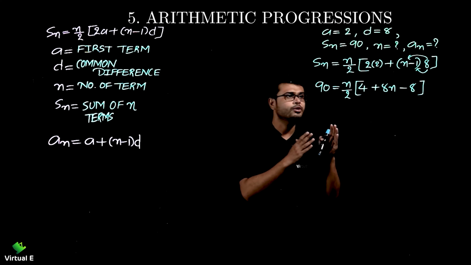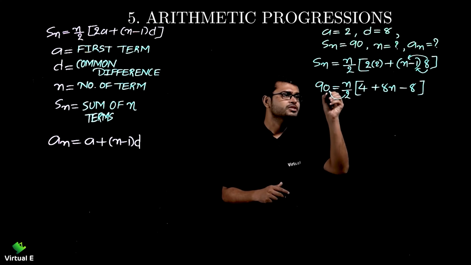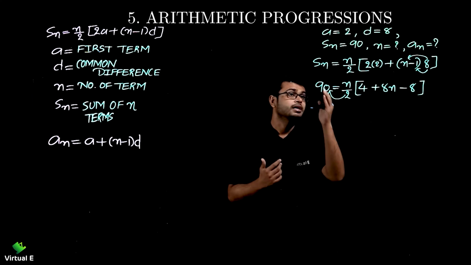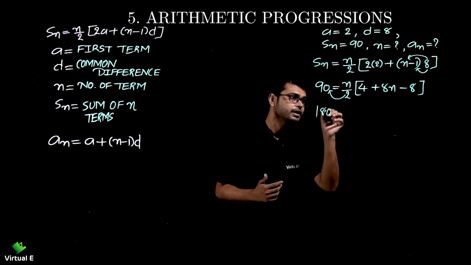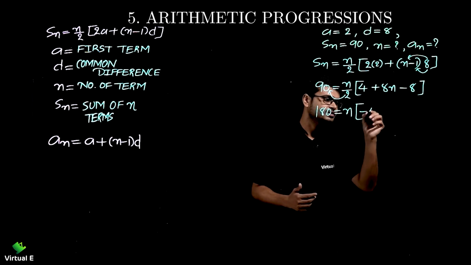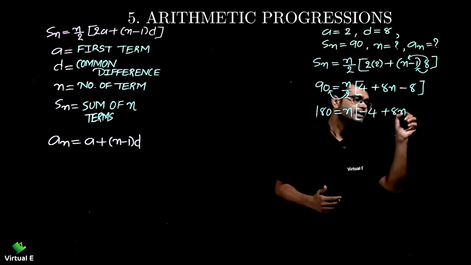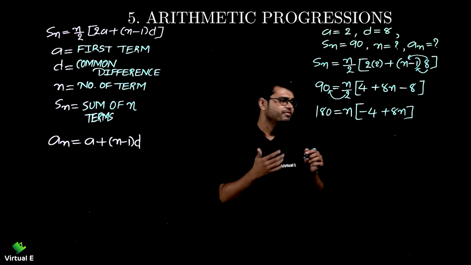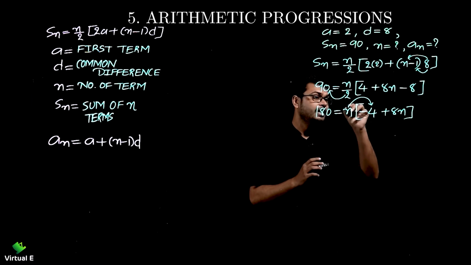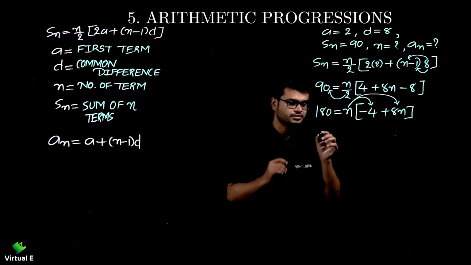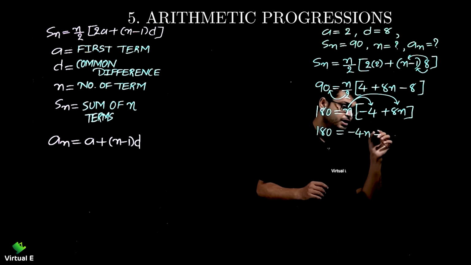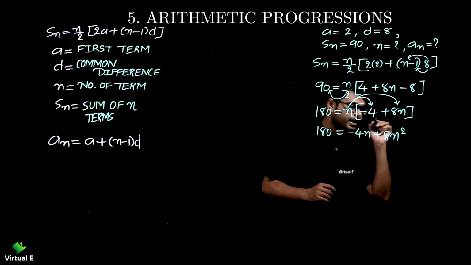These are small steps you can do quickly. Okay, I'm going to take this 2 over here as well, as it is in the denominator. If I shift, it will go into the numerator. Simple. 90 into 2, what? 180 is equal to n as it is, and 4 minus 8, okay, that's minus 4, plus 8n. Simple. Let's simplify even. This n I'm going to multiply with minus 4, then n I'm going to multiply with 8n. So 180 is equal to minus 4n, then plus 8n square.